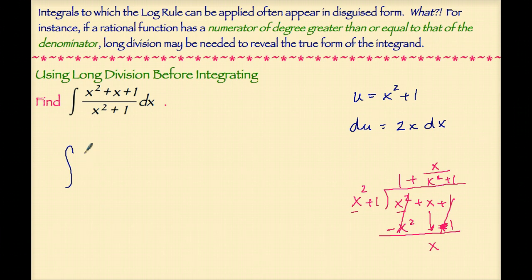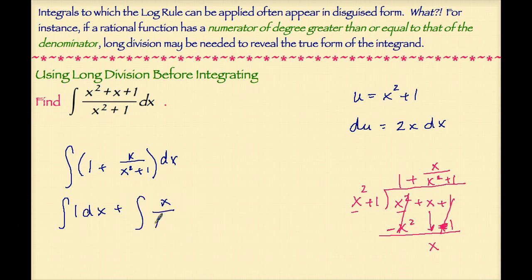This will be the integral of 1 plus x over x squared plus 1 dx. And of course we can separate this into the integral of 1 dx plus the integral of x over x squared plus 1 dx. This integral becomes x, and once again we take a look at the rational expression to see if it's a du over u pattern.